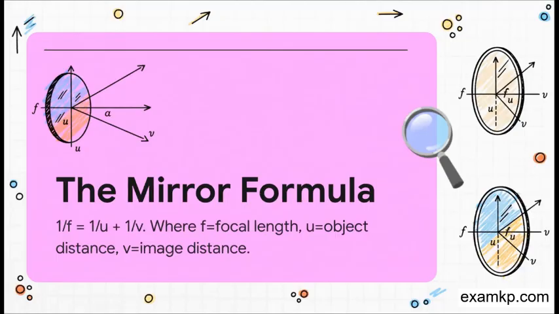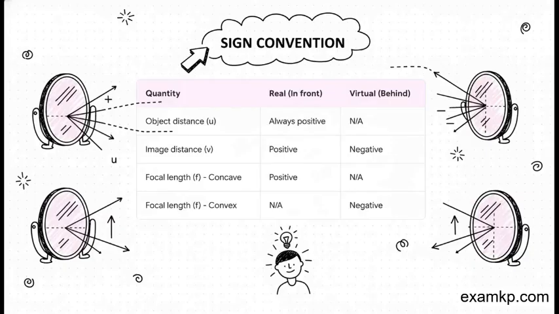Okay, now pay very close attention. This slide is the secret to your success. This is the sign convention. Forgetting this is how so many students lose easy marks. Just follow this simple table. The object distance, u, is always positive. Easy. If the image is real, v is positive. If it's virtual, v is negative. And for a focal length, a concave mirror has a positive f, while a convex mirror has a negative f. Master this table, I'm telling you, and you will not fail any calculation question on this topic.